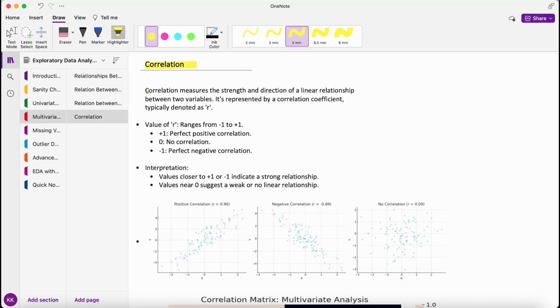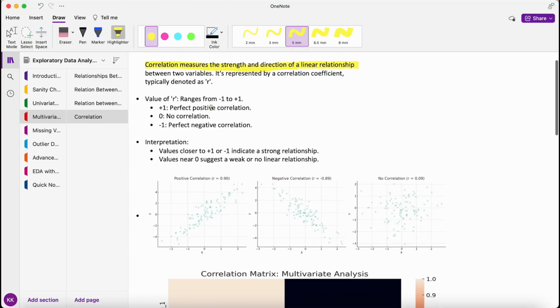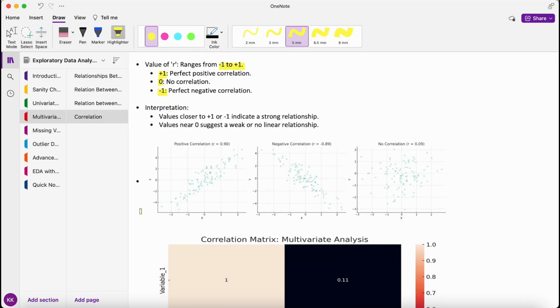Correlation is a statistical measure that describes the strength and direction of a linear relationship between 2 variables. It is quantified by the correlation coefficient, usually represented by the letter R. The value of R ranges from -1 to +1, where a value of +1 indicates a perfect positive correlation, meaning that as one variable increases, the other also increases. A value of 0 suggests there is no linear relationship between the variables. A value of -1 indicates a perfect negative correlation, meaning that as one variable increases, the other decreases.